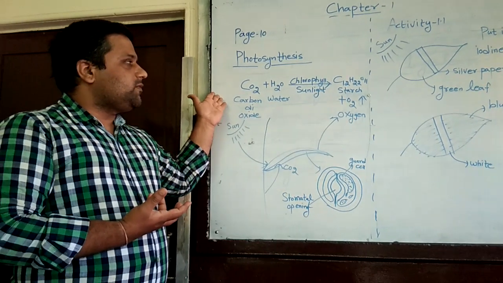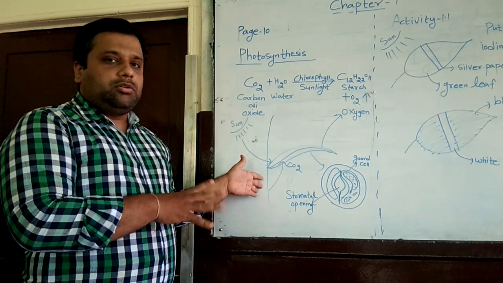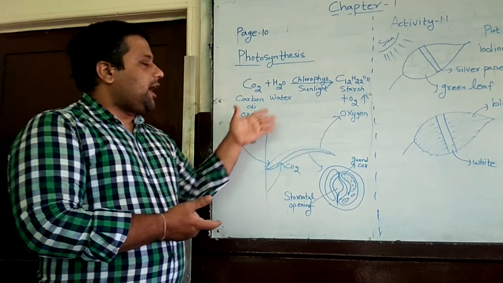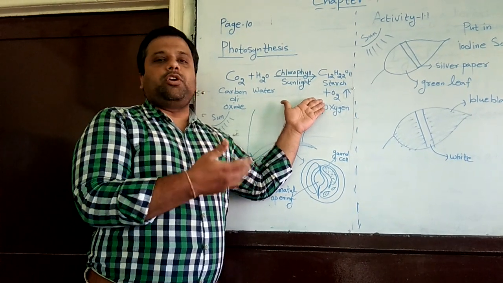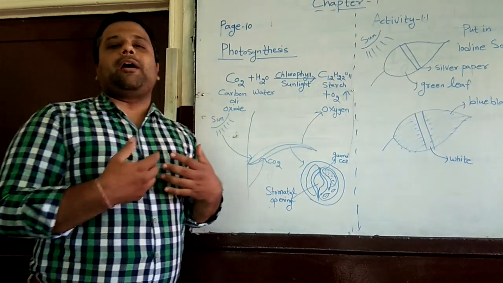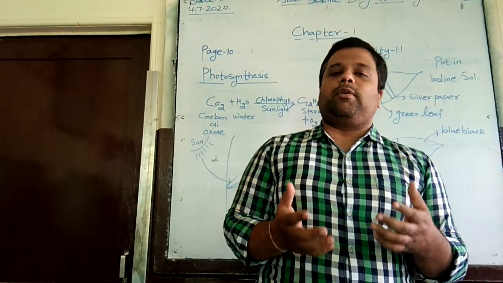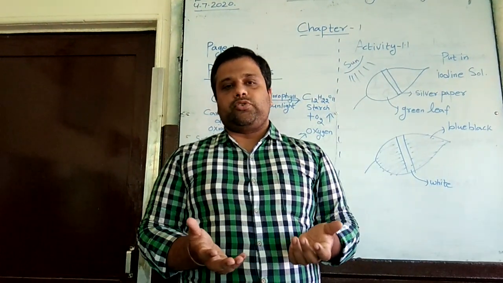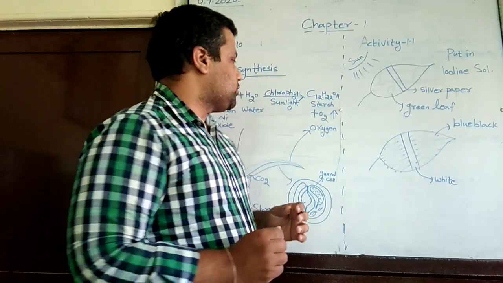So these are the things taken from the atmosphere. That's why plants are autotrophs. Then starch is formed, and O2 is released, which is taken in by us. And as we know, oxygen is the main requirement for our life processes. So that is the main thing you students should understand.